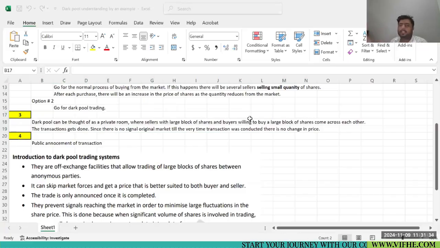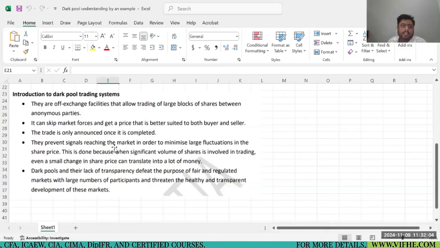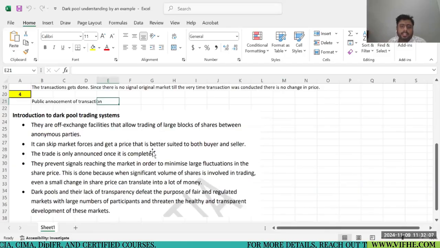You think of it like this, that there is a very dark room in which you cannot see each other. You just whisper, or you just say, I want to sell XYZ limited company shares, and the buyer is saying that I want to buy XYZ limited company shares. Or you can think of it that there is an electronic transmitter which communicates your message actually. And then once the transaction has taken place, everything is declared. Okay, it can skip market forces and get a price that is better suited to both buyer and seller. The trade is only announced once it is completed.